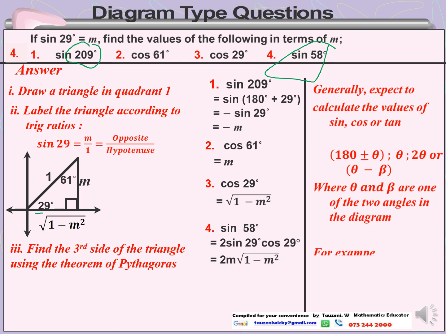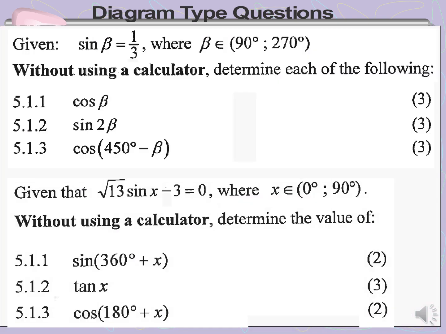Just like we have the sine of 209, that would be 180 plus theta, 180 plus 29. Just like we have the sine of 58, that is 2 theta, 2 times 29. Then you can use your formulas to simplify it. That's diagram type questions. So to just highlight to you, this one here is from November 2023.